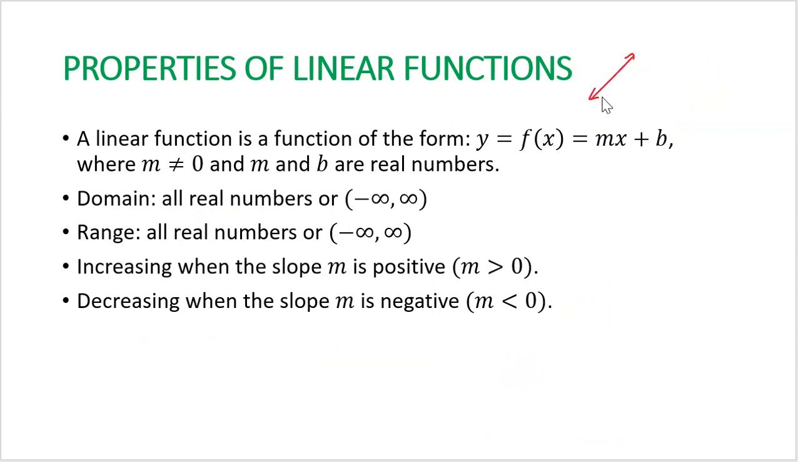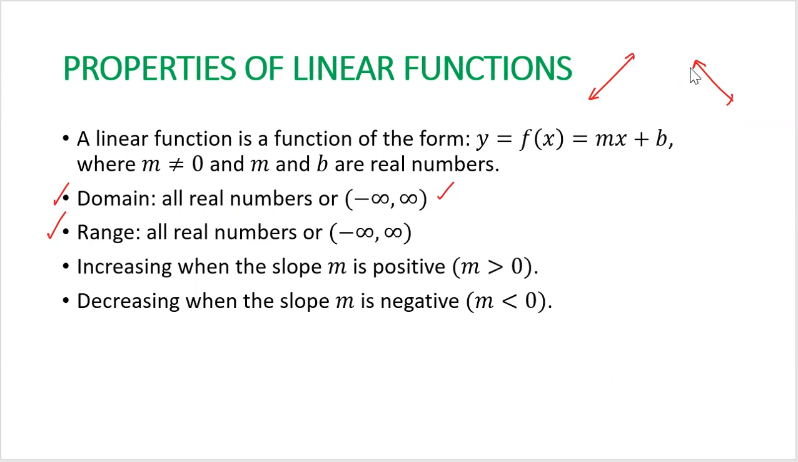For the properties of linear functions, since the graph of a linear function is a graph that is either sloping upward or sloping downward, both of these graphs are extending to the left and to the right indefinitely. So therefore, the domain must be the set of all real numbers, which is represented by the interval from negative infinity to positive infinity.